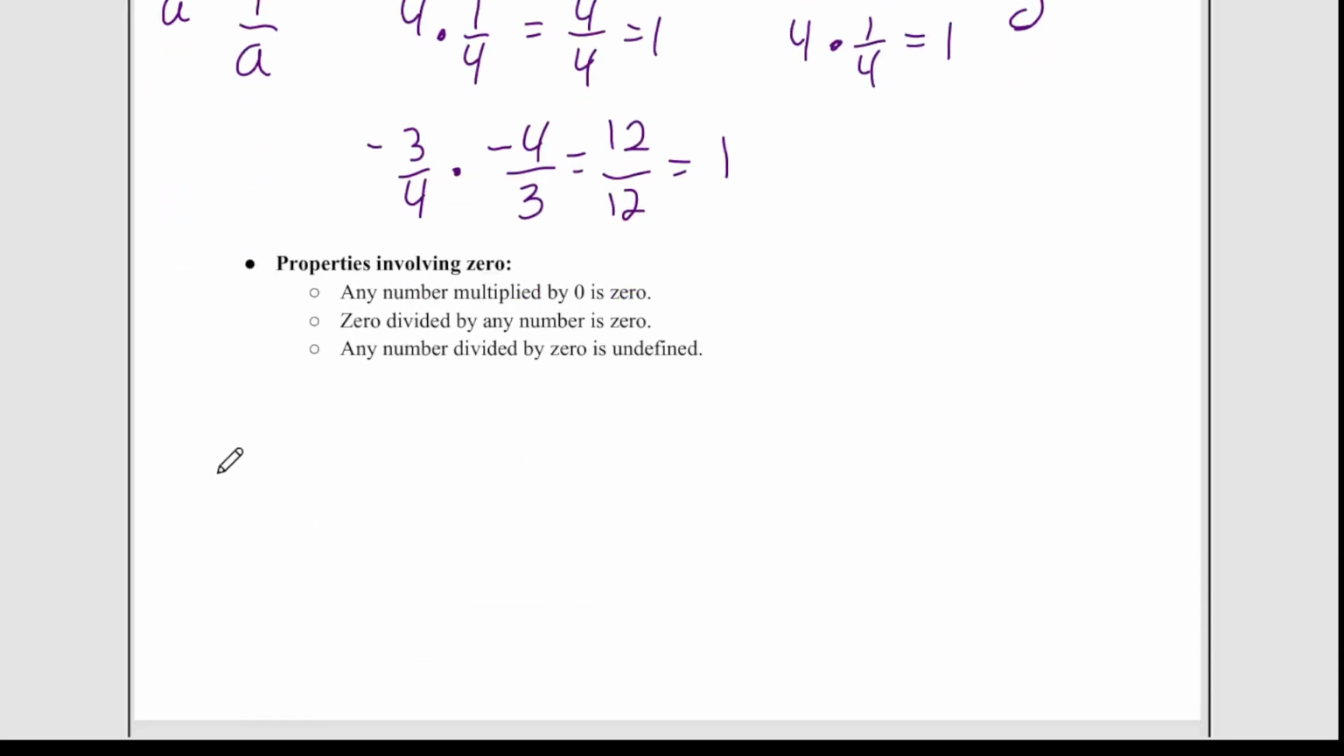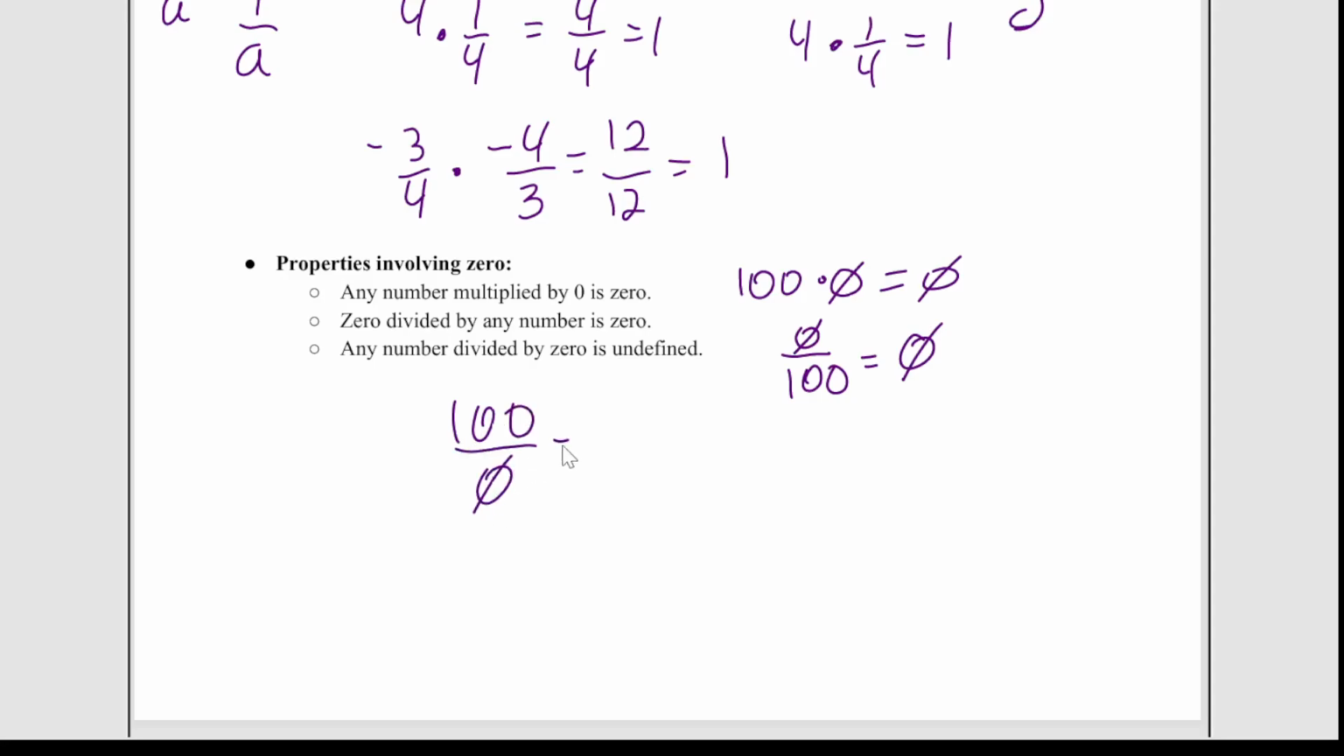For properties involving 0, keep in mind that any number multiplied by 0 is 0. So if I have 100 times 0, that's still going to give me 0. 0 divided by any number except for itself is going to give us 0, because if I take nothing and divide it by 100 people, that's still nothing. But any number divided by 0 does not exist. That's considered undefined. Dividing by 0 is illegal math. Cannot do that. So just something to always keep in mind.